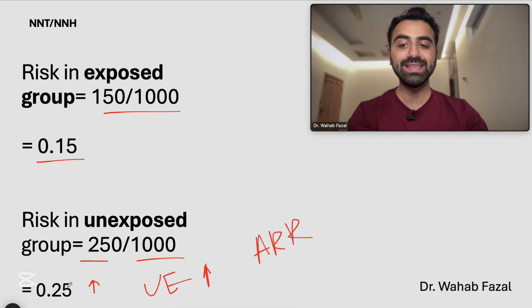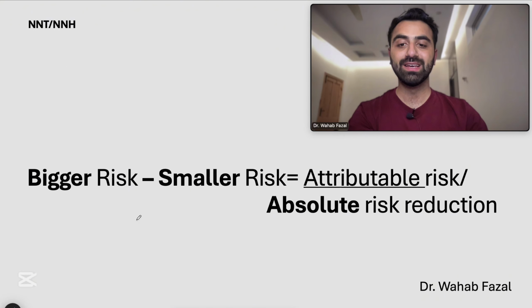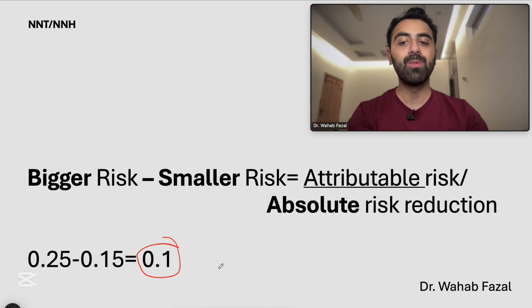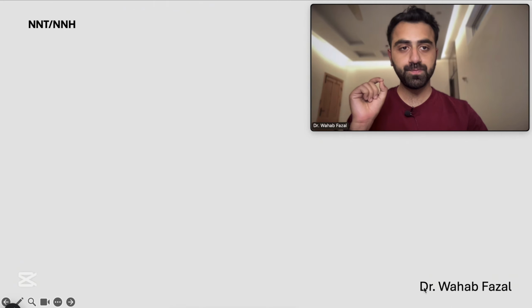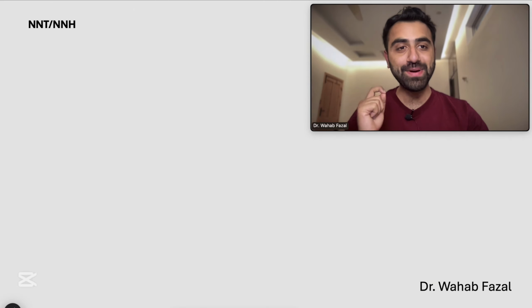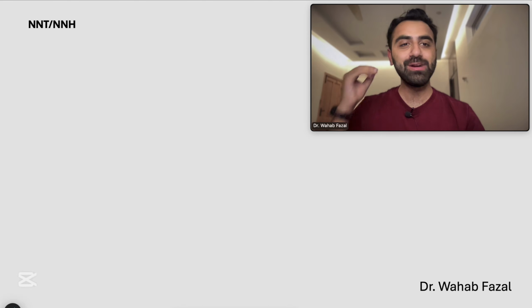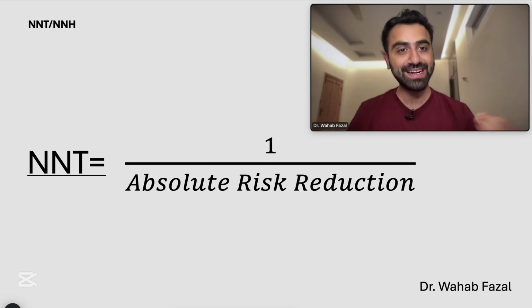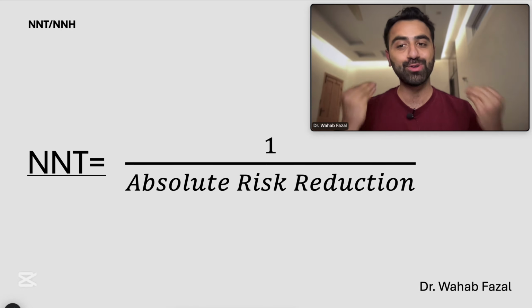So how do you calculate this? Well, you just subtract 0.15 from 0.25 and you get the value of 0.1. So how do you calculate number needed to treat from absolute risk reduction? Well, you just divide 1 by absolute risk reduction, and that is the simple formula of number needed to treat.